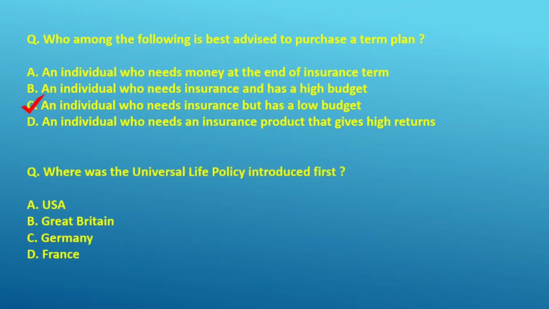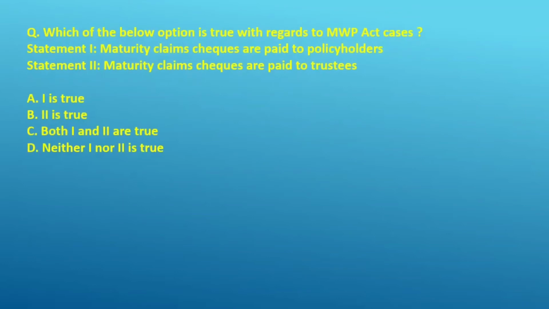Where was the universal life insurance introduced first? Universal life insurance policy was introduced in USA. The correct answer is A. USA.